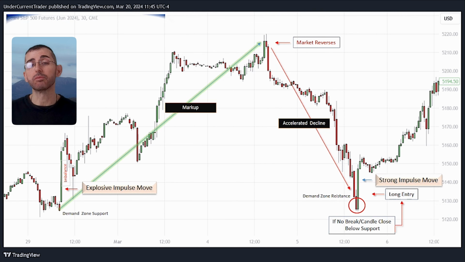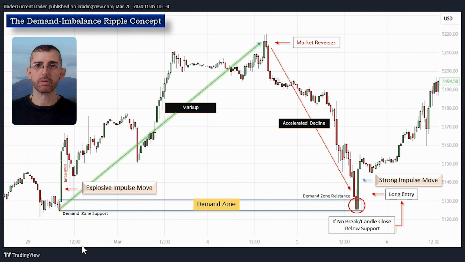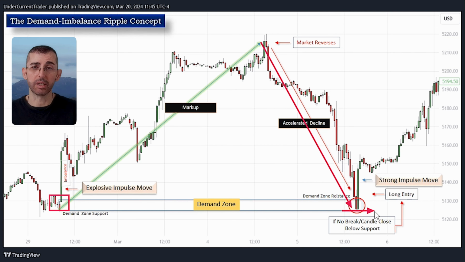Similarly, you can apply the same trading logic to the demand imbalance ripple concept, but this time focusing on the long side of the market. In other words, once the market reverses from the highs and declines within the demand zone without surpassing the support level of the zone, which was created as a result of this explosive impulsive move here, there is a possibility that if the resistance level of the demand zone is breached to the upside, as is in this case, the market will begin to trend higher. In this situation, going long would be the right approach.